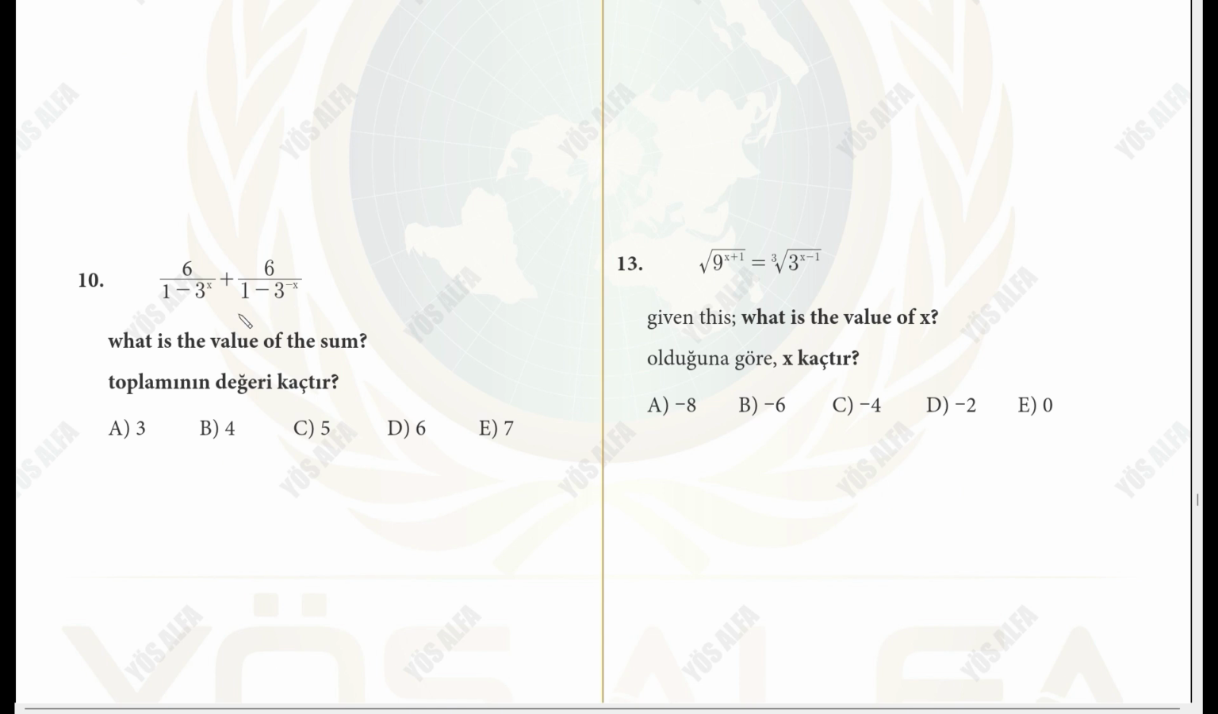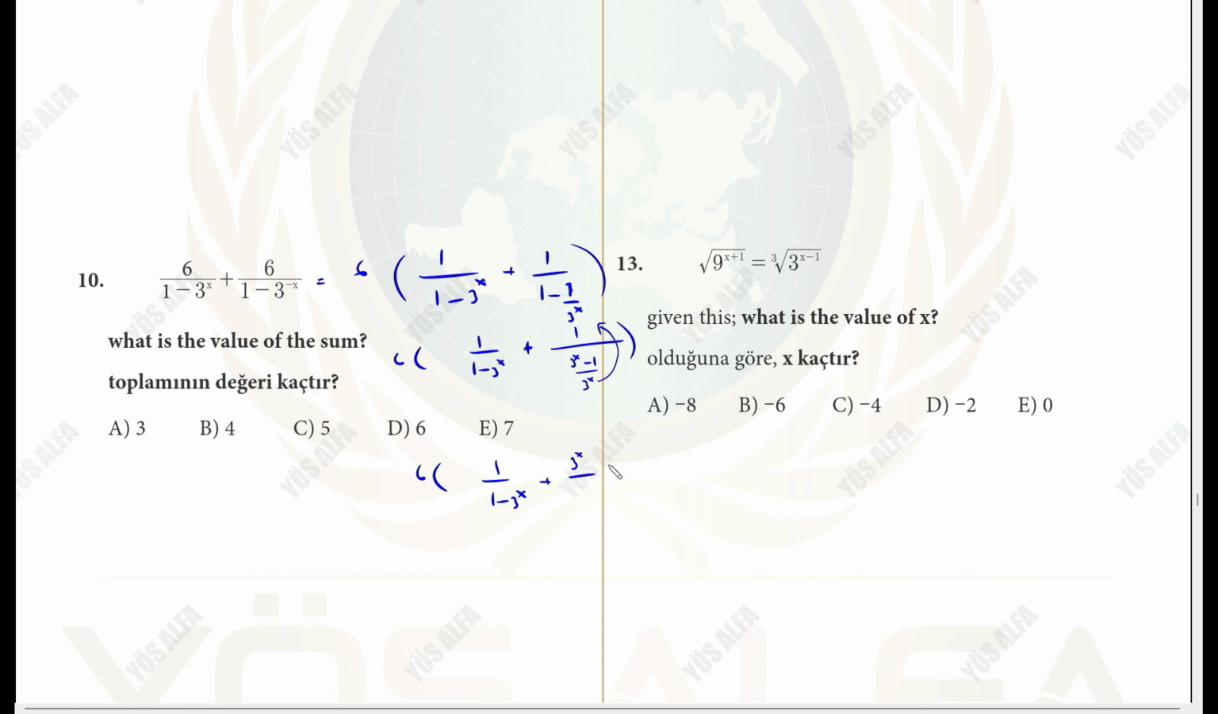Number 10. This expression is given, and what is the value of the sum? So I will try to simplify this expression first by taking out the common factor 6. What's left inside the bracket is 1 over 1 minus 3 to the x plus 1 over 1 minus 1 over 3 to the x. 6 times 1 over 1 minus 3 to the x plus, here we have a common denominator, 3 to the x, 3 to the x minus 1 and 1. So it's 1 over 1 minus 3 to the x plus 3 to the x at the numerator now, and 3 to the x minus 1 is here.